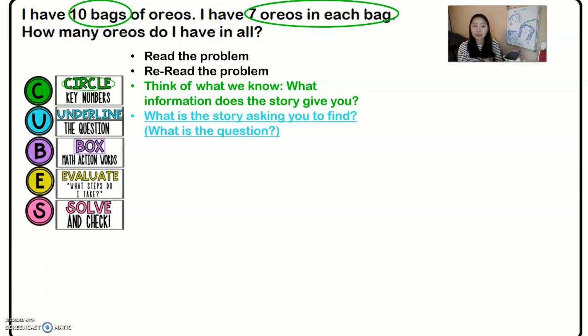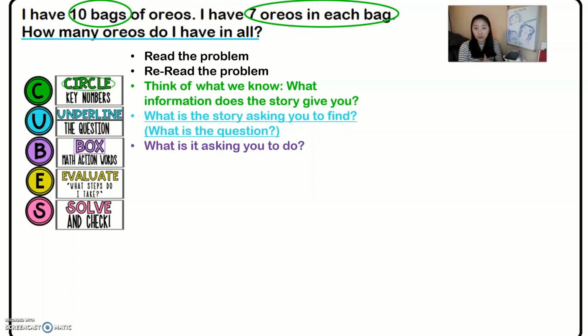Now the next part is the U in CUBES, and it is this really pretty blue color. It says, what is the story asking you to find? So what is the question? This was one of the last things I looked for, but they actually want you to think about it way beforehand, which I think is very smart, because you want to know what you are answering so you can figure out what they want you to do. The question is, how many Oreos do I have in all? And usually that "in all" tells you to add, but you really need to think about what the problem is telling you to do. Now B for CUBES is box the math action word.